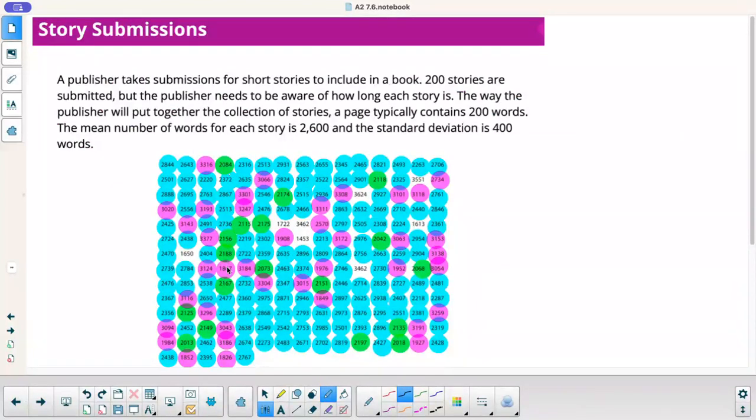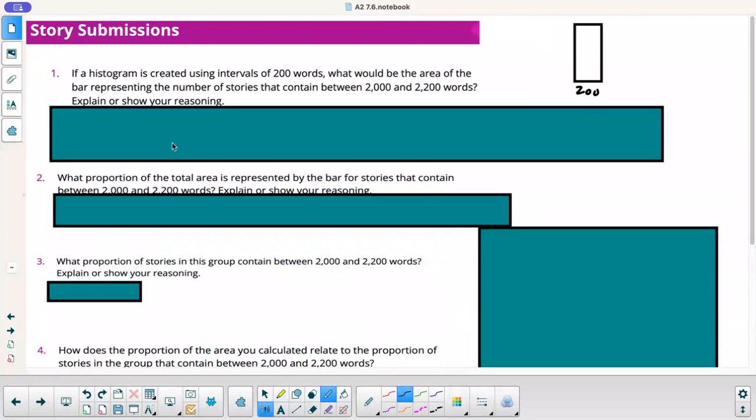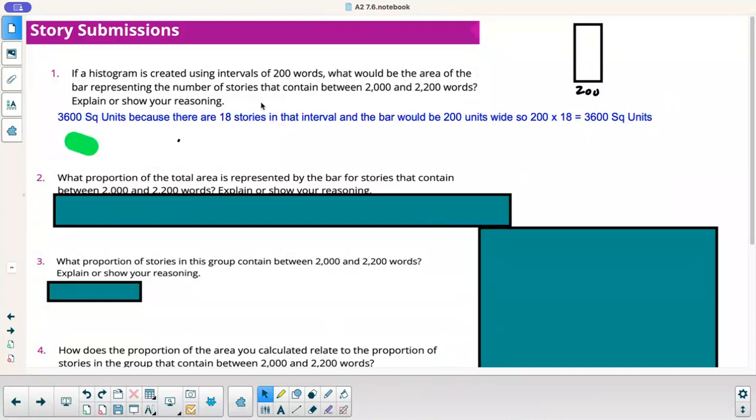So I went ahead and highlighted them in green. Go ahead, count up how many green dots there are. All right, and I already did that. There's 18 green dots. I put a little green there so you know which one is which. 18 stories in that interval. So the height of this would be 18. So basically 200 times 18 gives me 3,600 square units. So that would be my answer there. Okay, hopefully that makes sense.